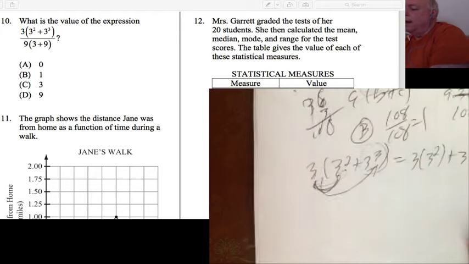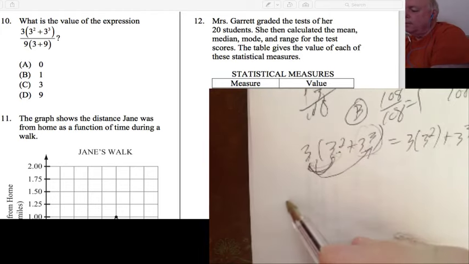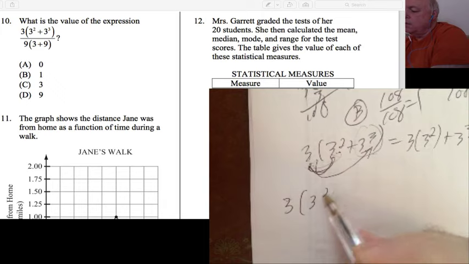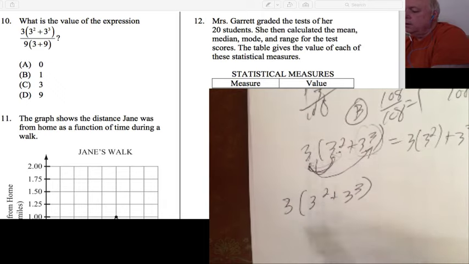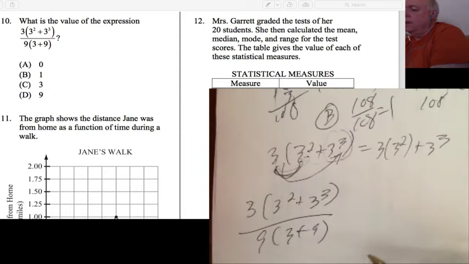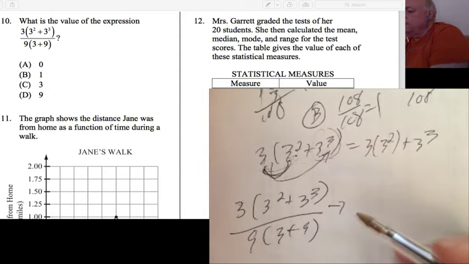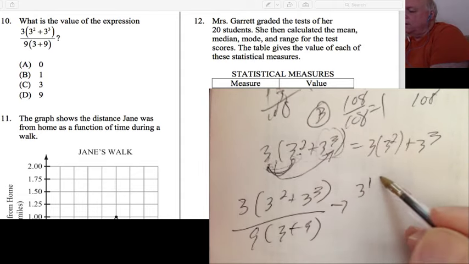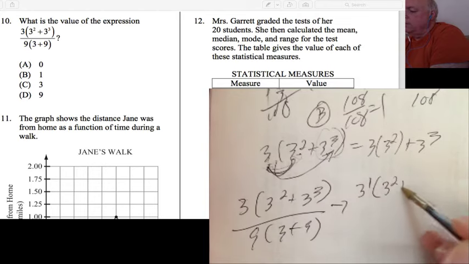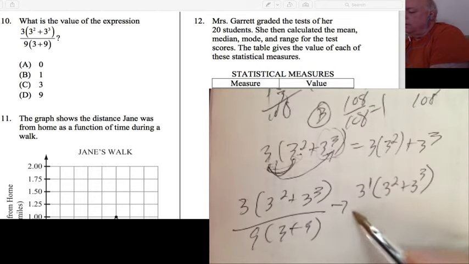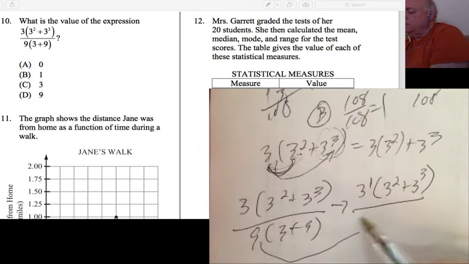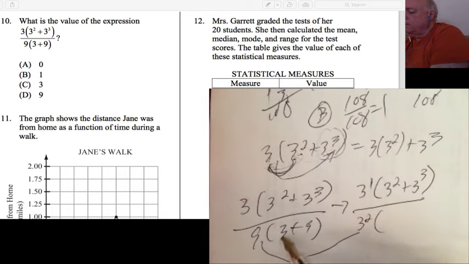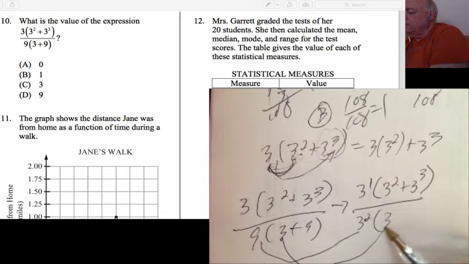Okay, there's another way to observe this problem. Let me make sure I write it down again: 3 times 3 squared plus 3 cubed over 9 times 3 plus 9. The other way to observe this problem is that if we just look at powers of 3, this is 3 to the 1 times 3 squared plus 3 to the third over, now 9 is 3 squared, 3 is 3 to the 1, plus, and this 9 is also 3 squared.